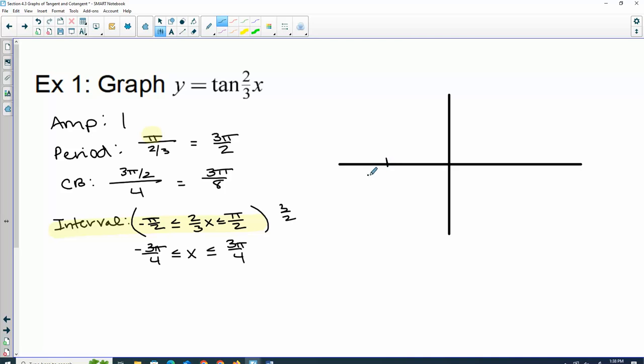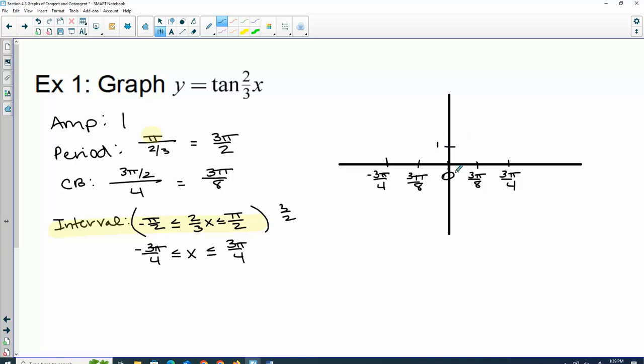So my first point happens at negative 3 pi over 4. We need 5 total points. To get your next one, you add your count by. So if you take negative 3/4 plus 3/8, that would be like negative 6 over 8 plus 3 over 8 is negative 3 over 8. Plus 3 over 8 is 0. Plus 3/8. Plus 3/8 is 6 pi over 8 or 3 pi over 4. And that's where we set our interval.